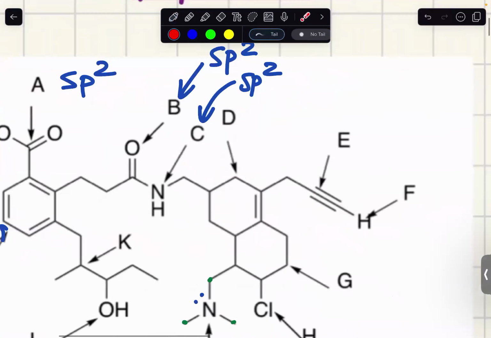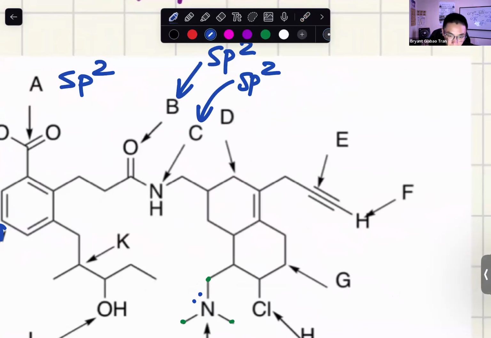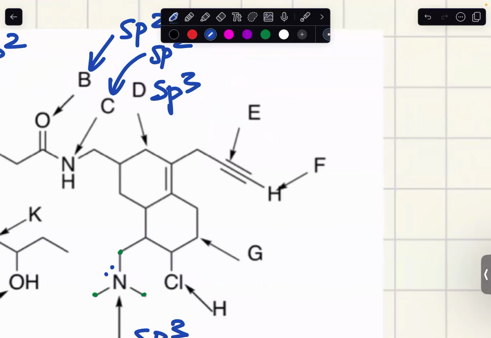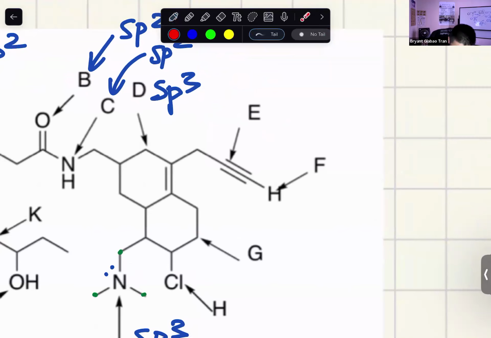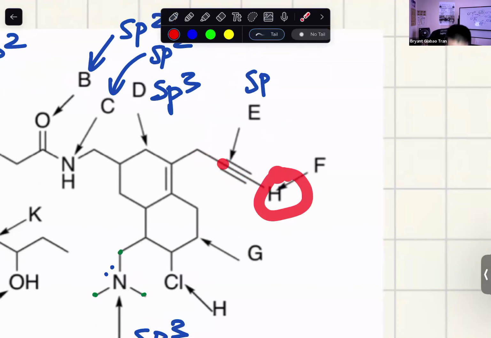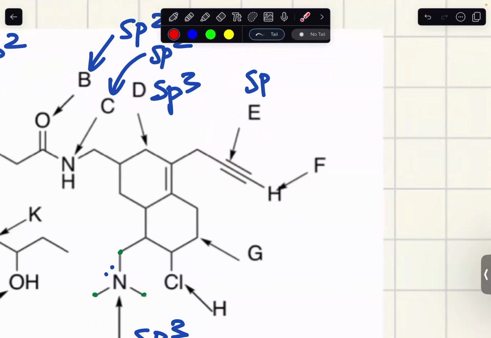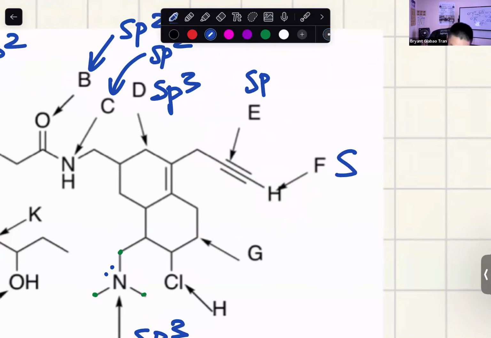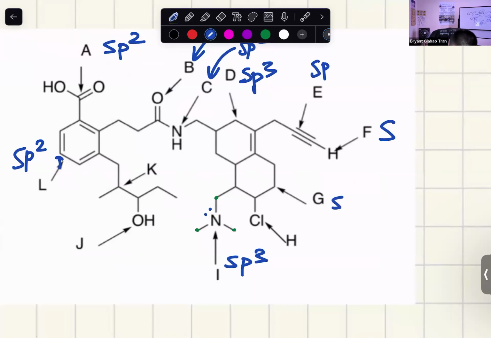What about D? That would be sp3. What about E? This carbon right here has two bonding groups, one single bond and one triple bond. If something has two bonding groups, it's going to be sp. What about atom F? The s, because hydrogen has an unhybridized s orbital. G is like D, it's going to be sp3. What about H?